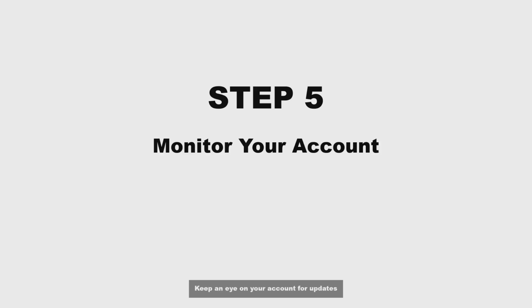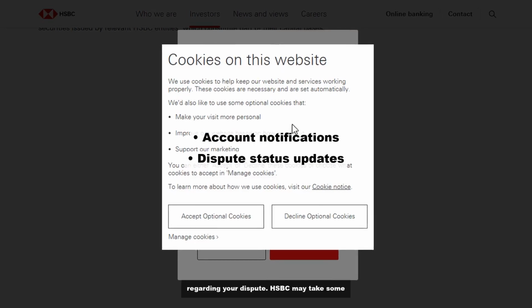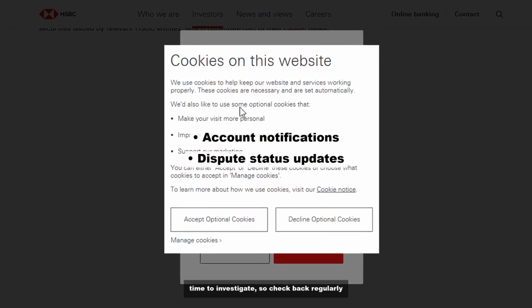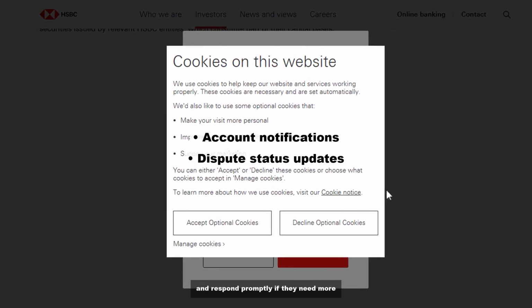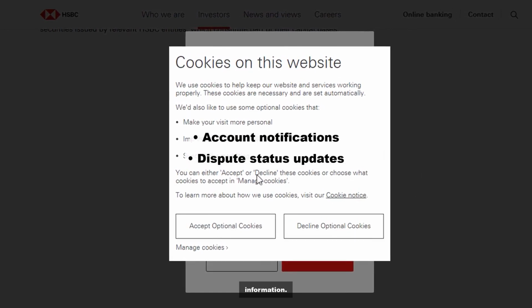Step 5. Monitor your account. Keep an eye on your account for updates regarding your dispute. HSBC may take some time to investigate, so check back regularly and respond promptly if they need more information.